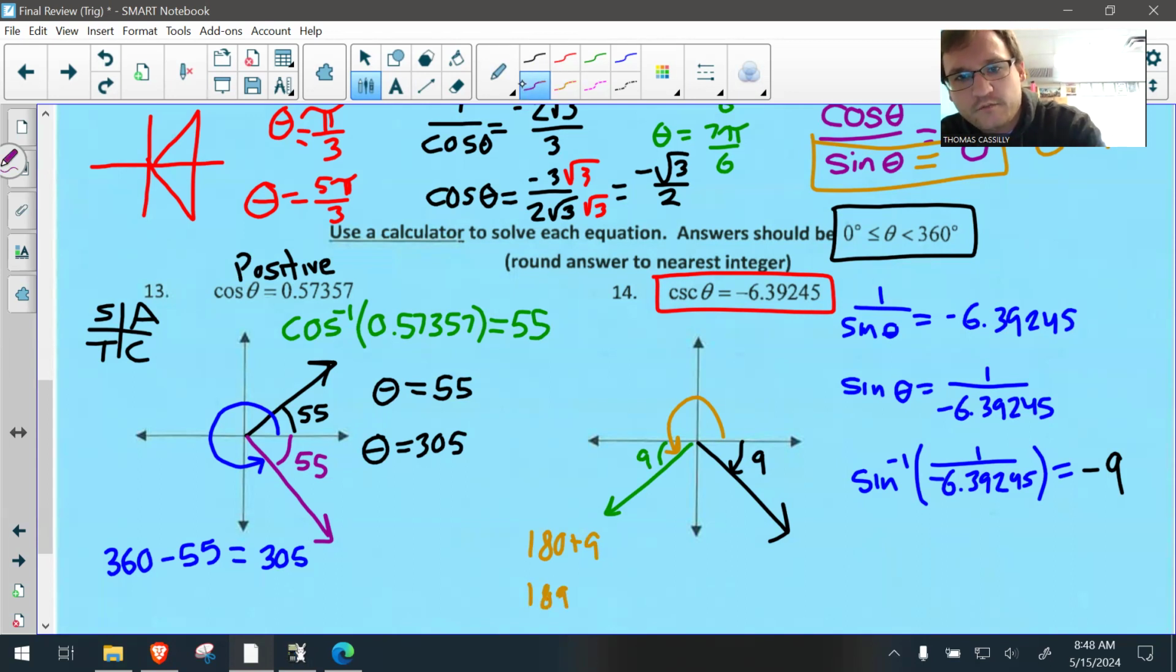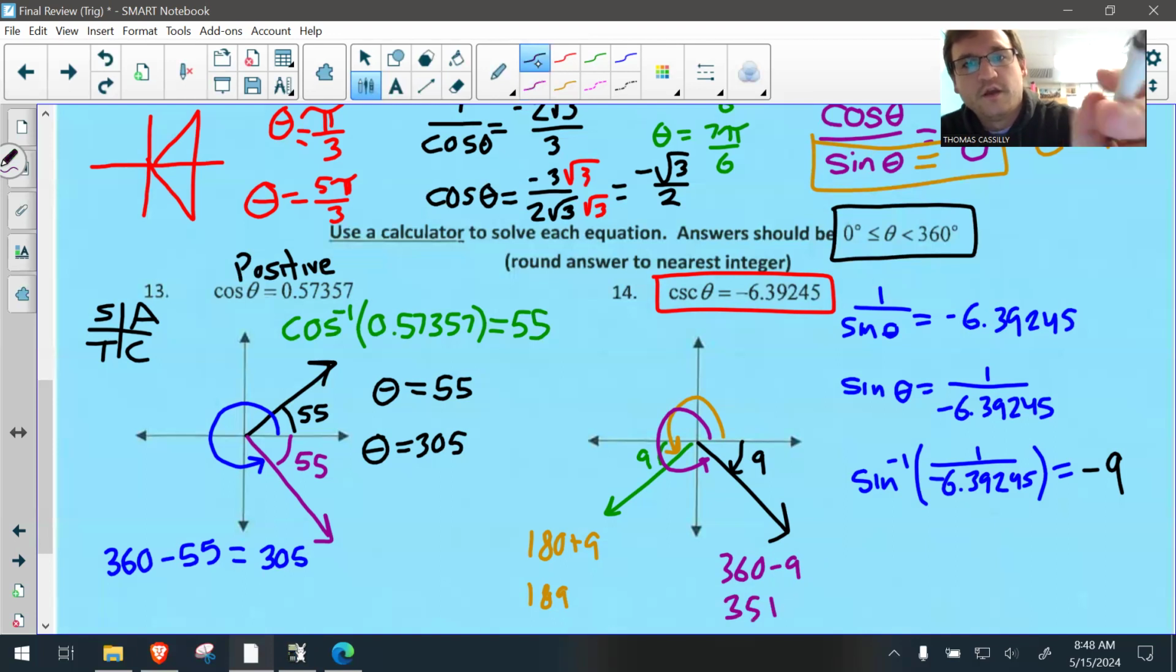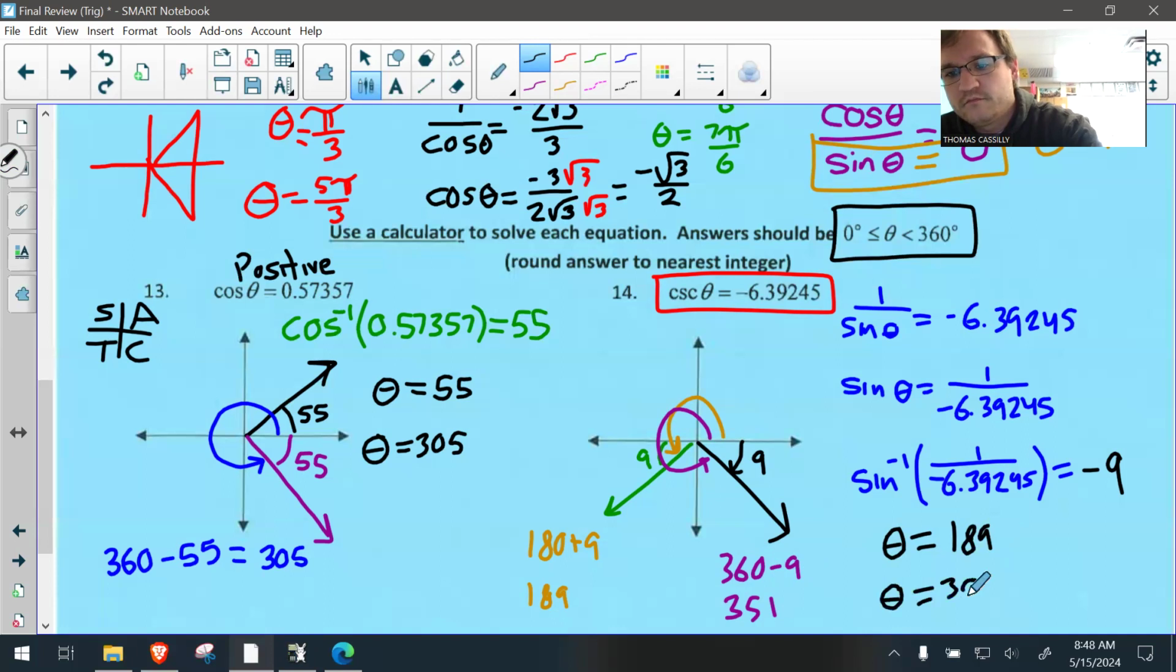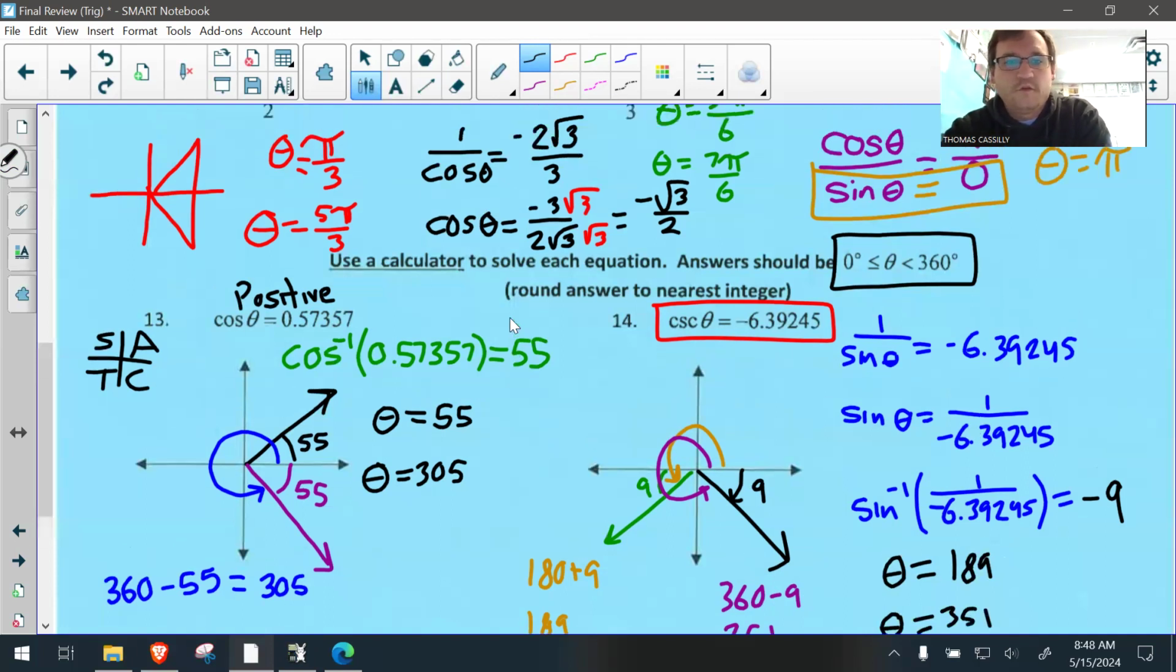And then the second one is going to be this guy right here, which is 9 degrees short of 360. So subtract it. So 360 minus 9. All right, and that's going to give us 351. So the two answers for theta are 189 and 351. And there we have it. So that was the first page.